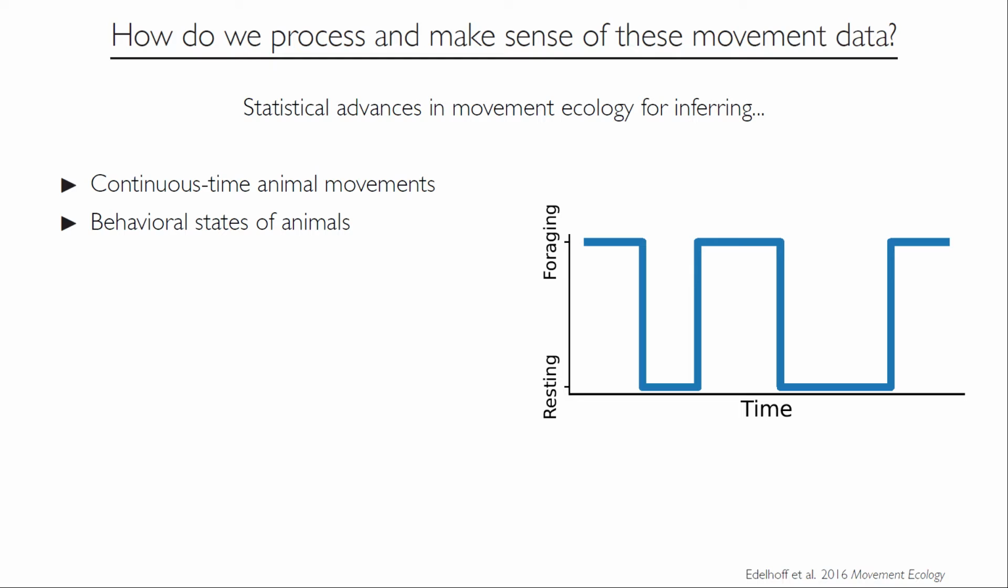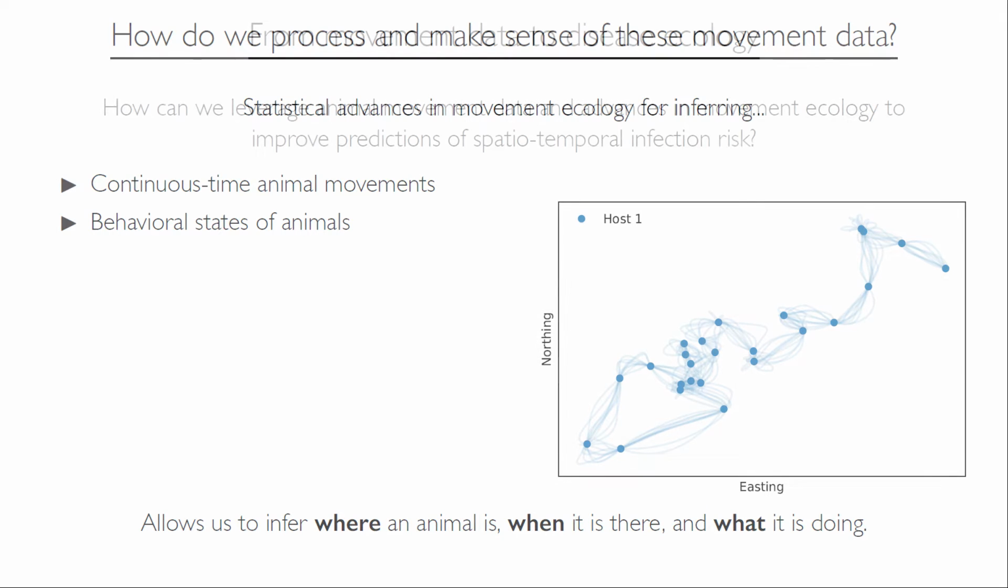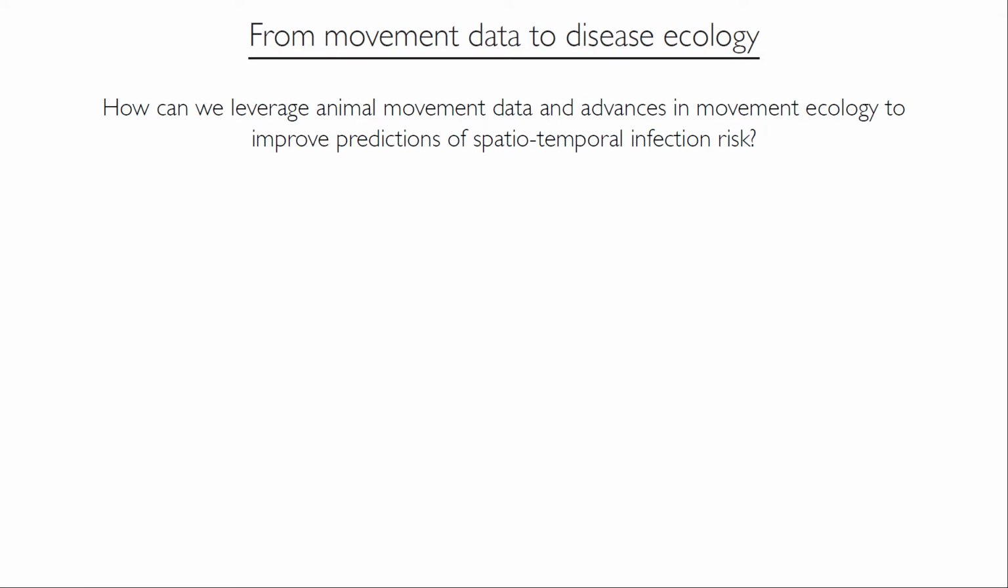Now, in addition, movement ecology is also allowing us to infer changing behavioral states of animals through time given movement data. This might be how an animal is changing from foraging to resting through time. These advances in movement ecology are really allowing us to understand where an animal is, when it is there, and also what it is doing in that location. And one of the main goals of this study is: how do we leverage these advances in movement technology and movement ecology to make better predictions about spatial temporal infection risk?